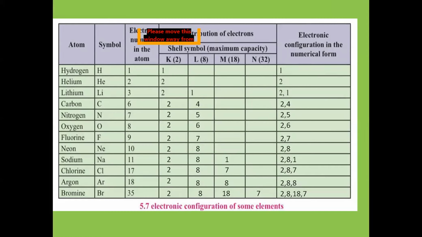What will be the valence electron in case of sodium? Very nice. It is 1. What is the valence electron in case of bromine? 7. Very good. What is the valence electron in case of hydrogen? Yes, it's 1. So valence electron is the number of electrons present in the last shell.